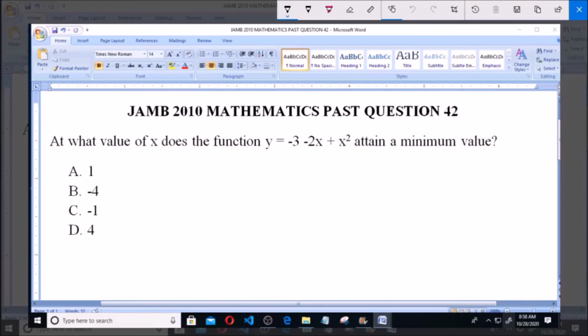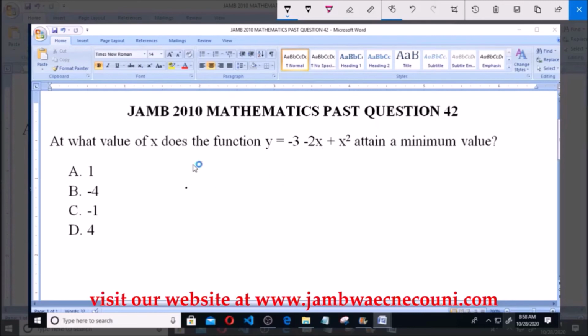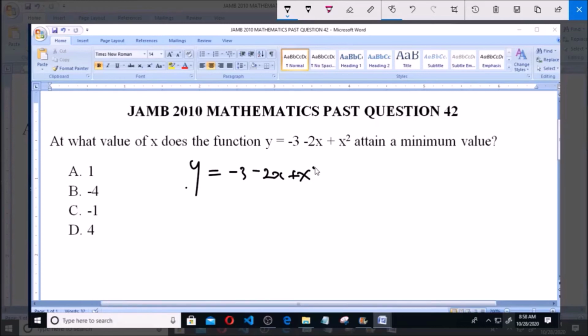Now what this question is just trying to tell us is that this is differential calculus, that is we are asked to differentiate y with respect to x. Now we're given y is equal to minus 3 minus 2x plus x squared. The question says at what value of x does the function attain a minimum value. Now differentiating, we have dy/dx will be equal to, now like we know, when we have y is equal to x raised to the power of n, this simply means that dy/dx is equal to n x raised to the power of n minus 1.